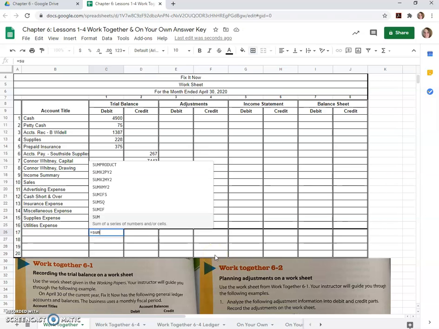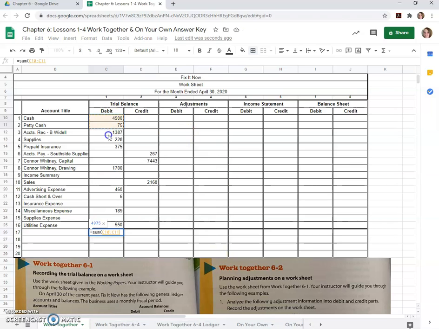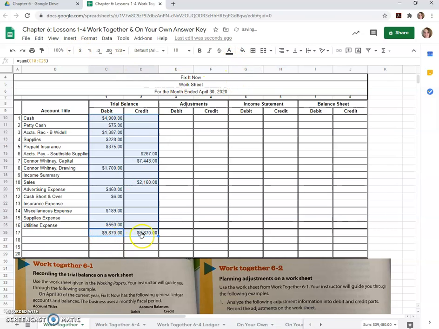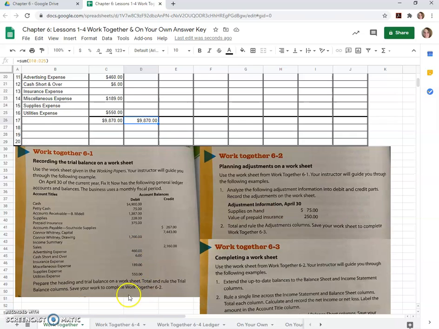Now, I'm going to do this the easy way, and I'm going to do an equal sum function. In the good old days, we had to type all these into a calculator, or worse yet, add them by hand. I'm just going to copy that, and I'm going to paste it right here, and it should have made the formula for the next one. Yep. So, it looks to me like I must not have made any errors because it came out equal. 9870, 9870. So the next step is we would rule it.